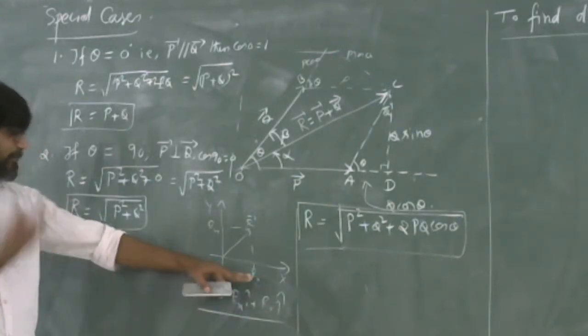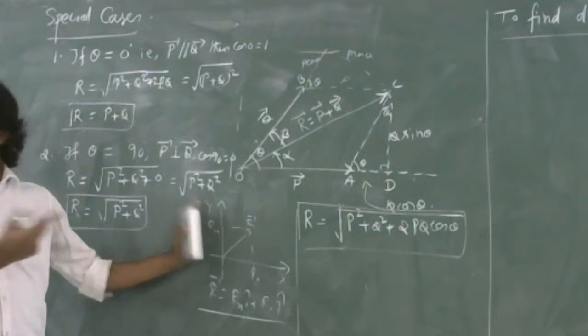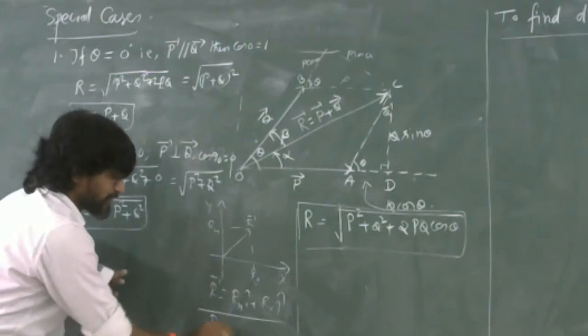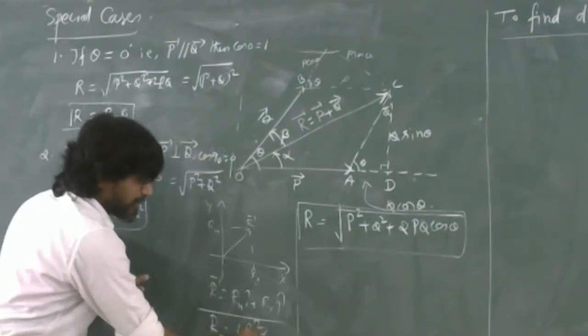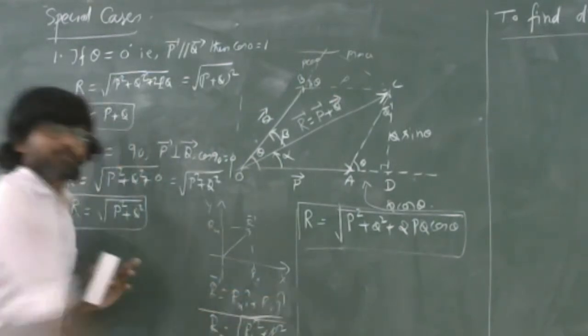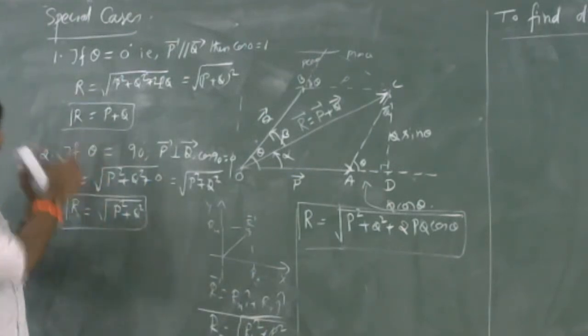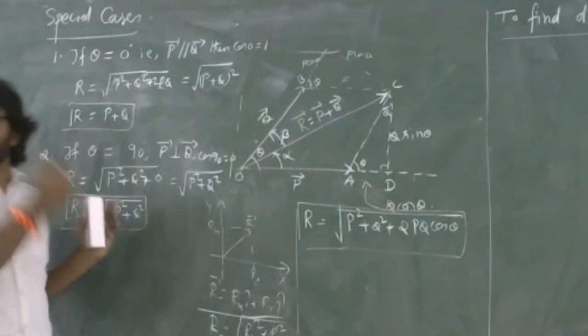In place of rx we have P here, and ry is Q. They are perpendicular. Same thing here. Is it clear? In this case the magnitude is square root of rx square plus ry square. We have discussed this already. This is a similar case, one of the special cases of this.